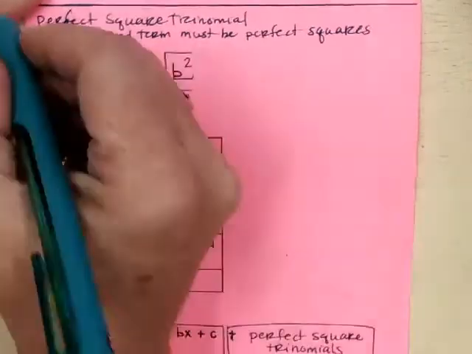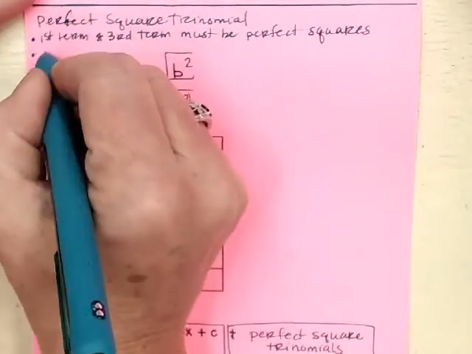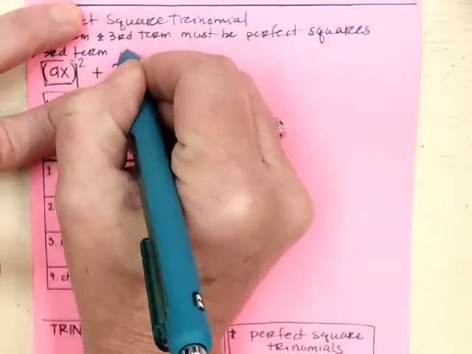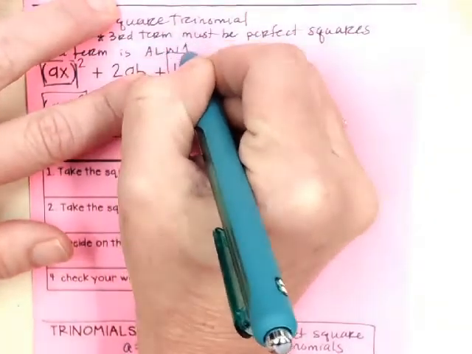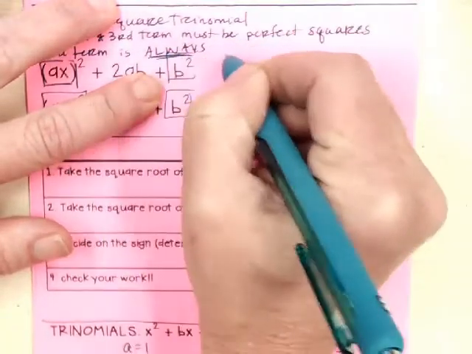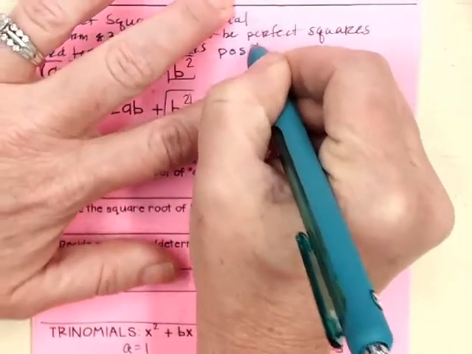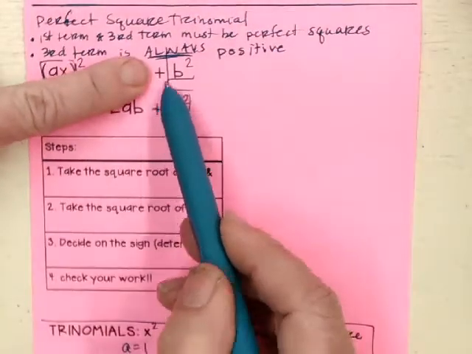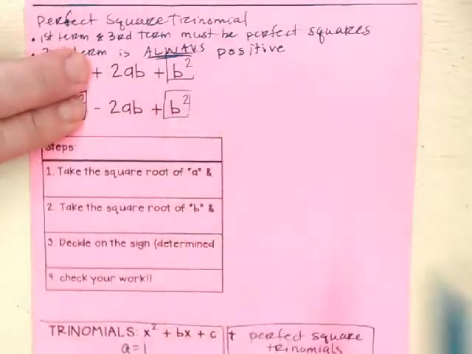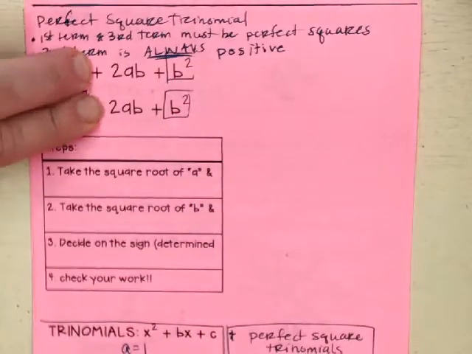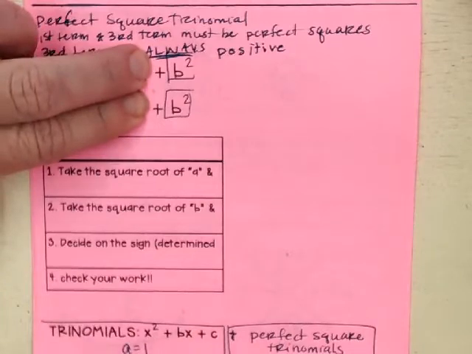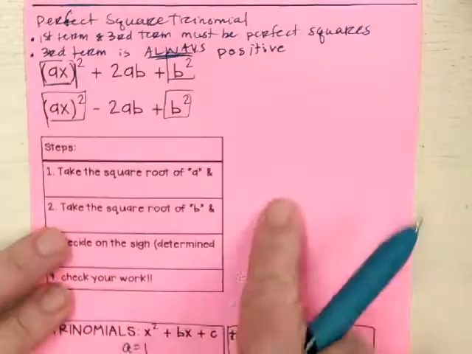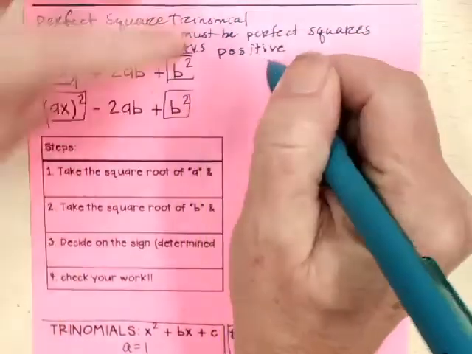The other part, the second thing that has to be true, is the third term is always positive. If it's not positive, don't bother trying this little shortcut because it won't work. This has to be positive. These don't have to be positive. It can be positive or negative, but this has to be positive. So here's the shortcut. I'm going to do the steps with an example so you can see how quick and easy this is.